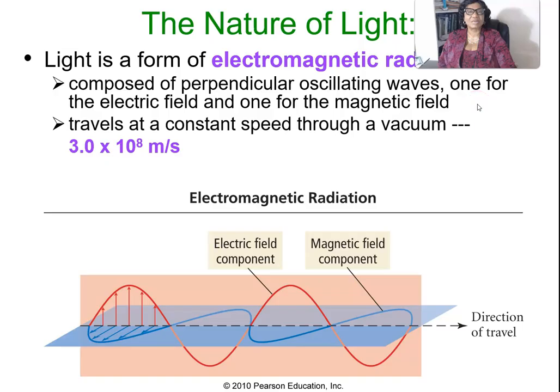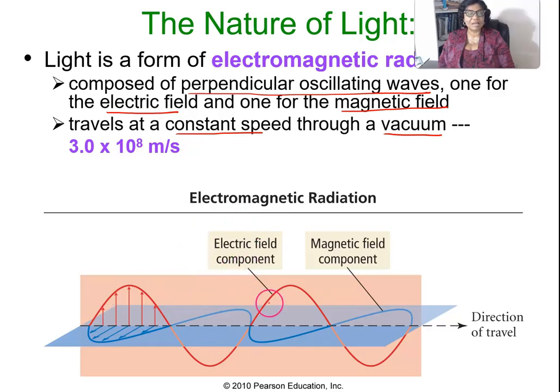Light is composed of perpendicular oscillating waves, one for the electric field and the other for the magnetic field. But they travel at a constant speed in a vacuum, which is 3.0 times 10 to the 8 meters per second. So this is an electromagnetic radiation.